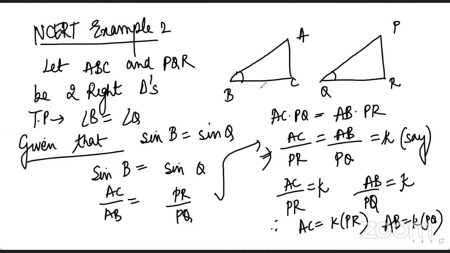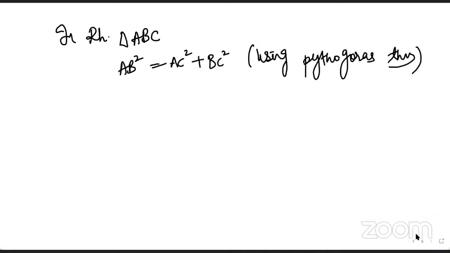So now what I can do is find BC, because I have to prove that BC upon QR is equal to AC upon PR is equal to AB upon PQ. Then that only will lead to me proving the two triangles to be similar. So I'll find the value of BC now. BC will be the square root of AB square minus AC square. So this is my equation 1.